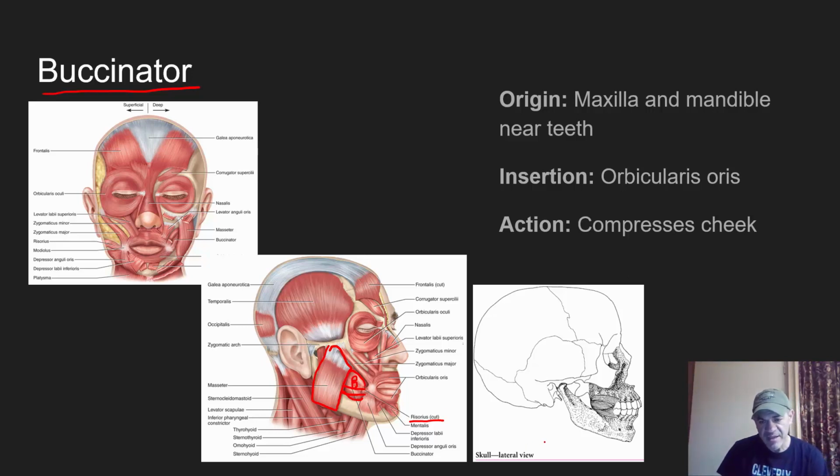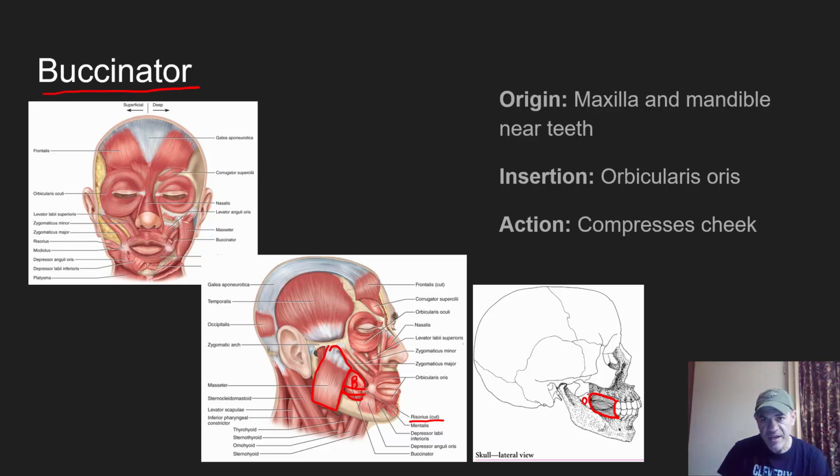Now, if we move to the isolation picture here on the right with all of those muscles removed, I'm going to outline the buccinator there. You notice the anterior portion of the buccinator? It kind of looks like it's outlining where the orbicularis would have been. So that gives you kind of a clue of what's going to happen here.